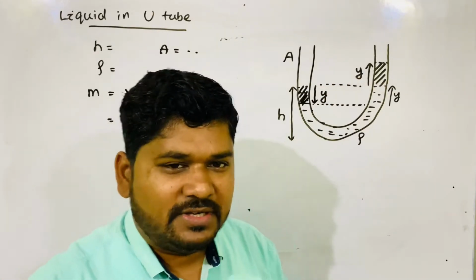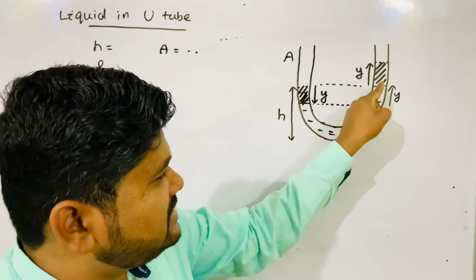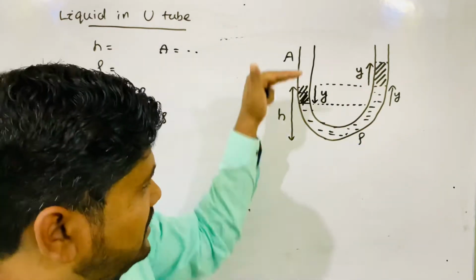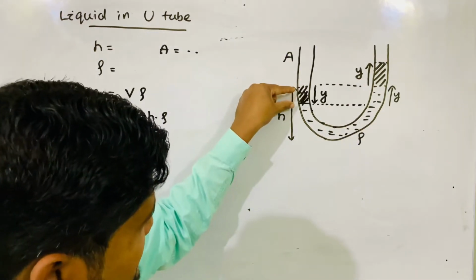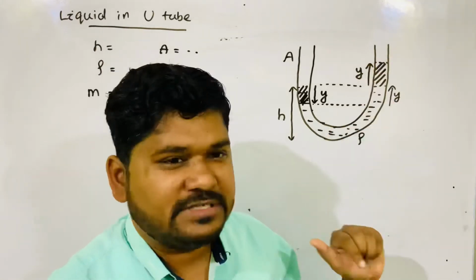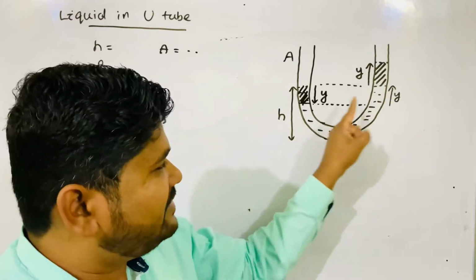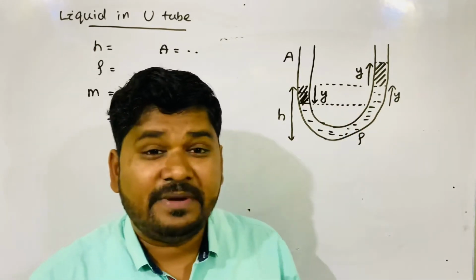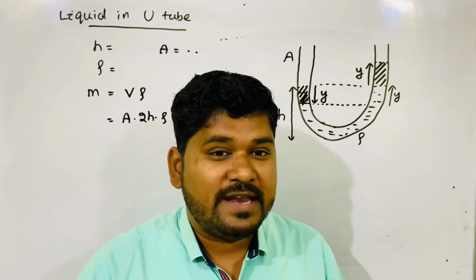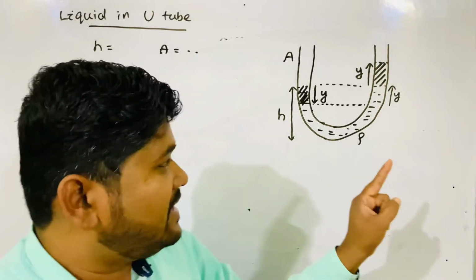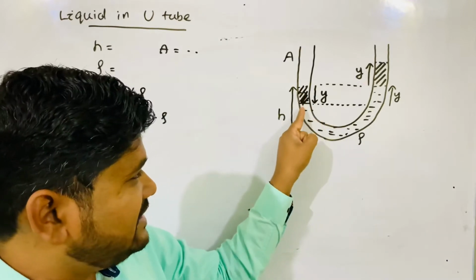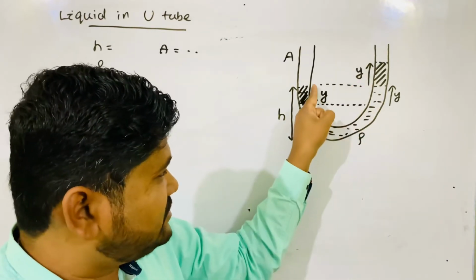Hope you understood. The liquid was up to this level first, but when I push it this much distance, here it can rise this much distance. So what is the difference of level? What is the difference of height in both the limbs? Height increases by y, and it is also decreased by y.